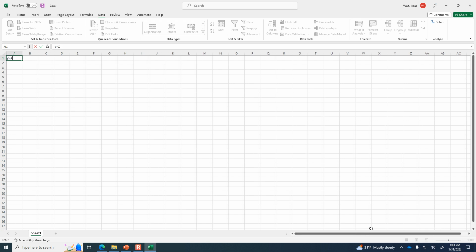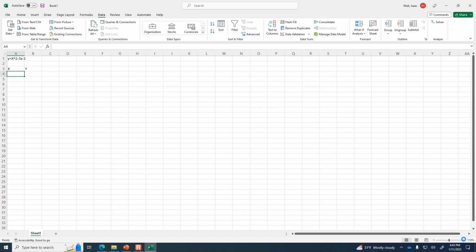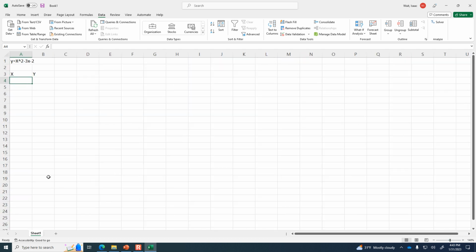Y equals x squared minus 3x minus 2. Okay, so in this column I could put x, and in this column I could have y. And just to play with some possible values, let me put x from -4 down through 4, and then I'm going to find out what's the resulting y by using that function and this value of x for each of those different values.